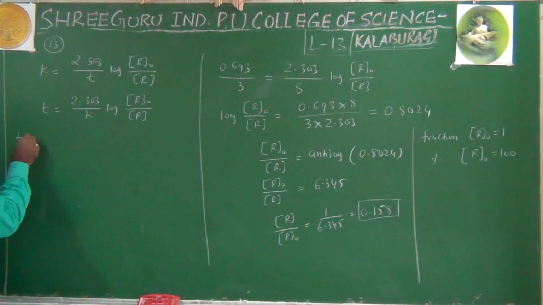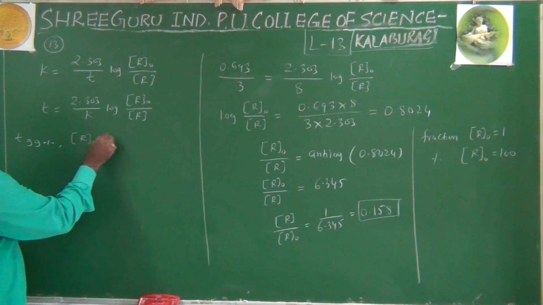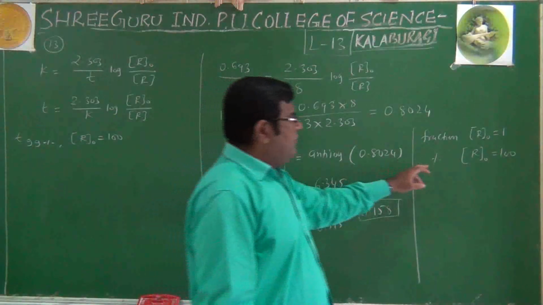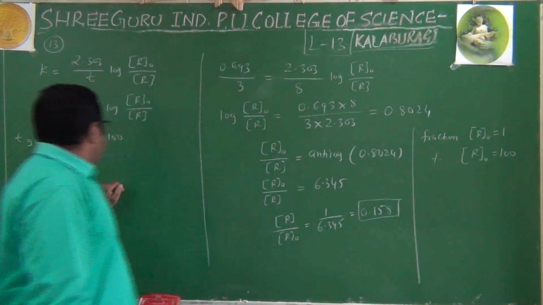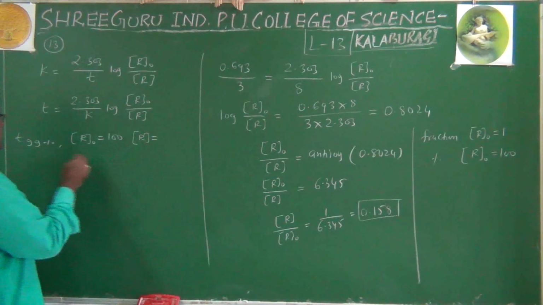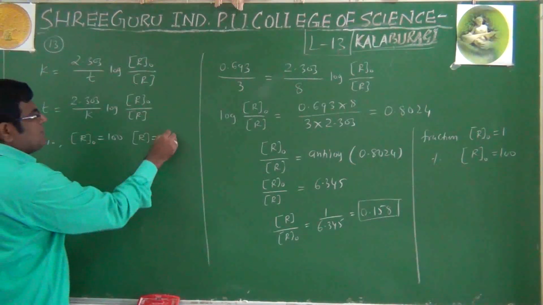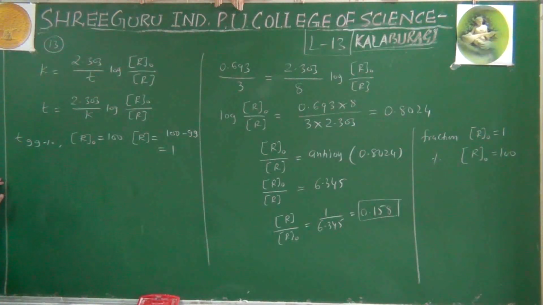Now they have mentioned t 99%. For this t 99%, as they are talking about percentage, the initial concentration R0 should be equal to 100. And what is R then? How much reaction is completed? 99% have been completed, so how much concentration remains? It is equal to 1.